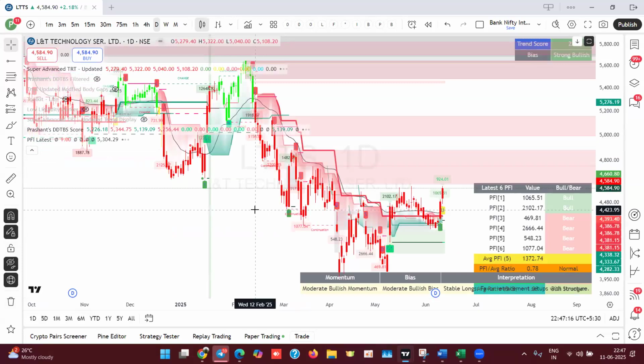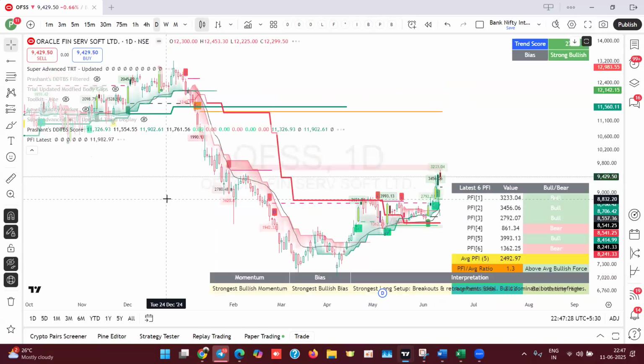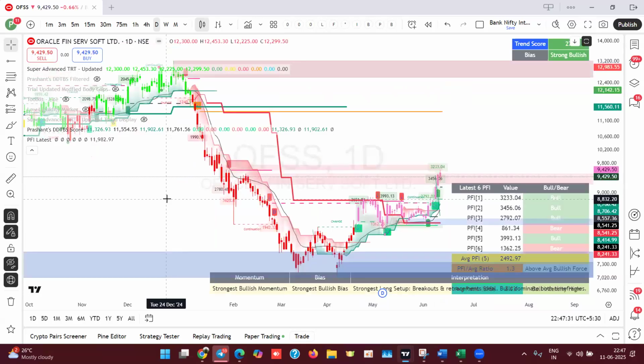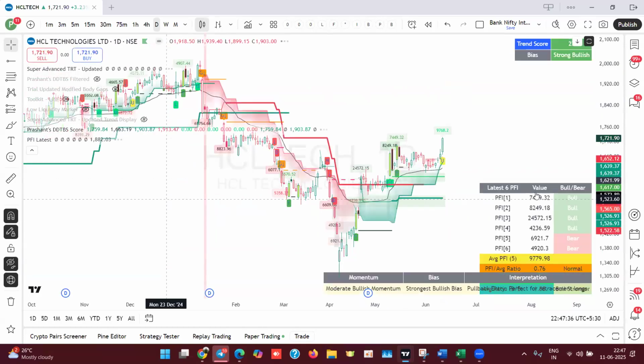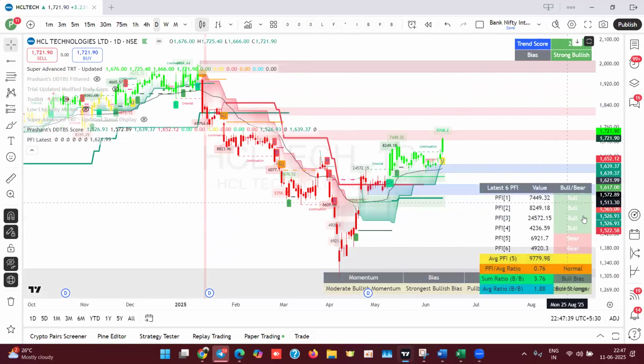So LTTS, it is not showing green color till now. PFI is also not favorable. The previous one, this is Marxist, is also showing the same, moderate. So we can avoid those, and those who are better, we can go for those stocks. But these things, the average of PFI and PFI ratios, this will give you additional information.